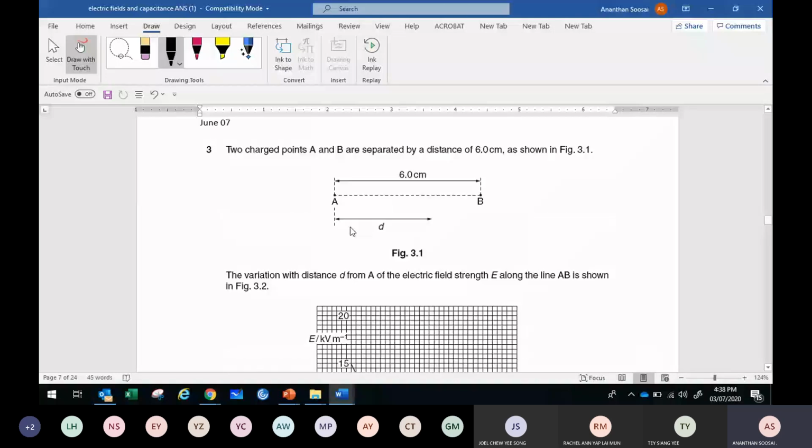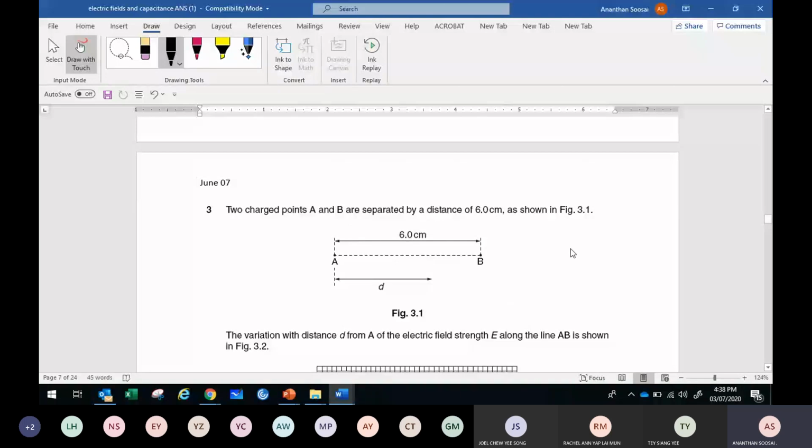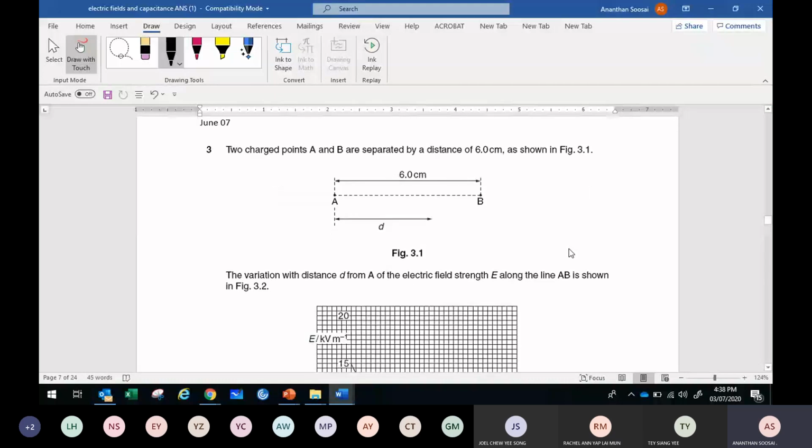Okay, question 3. Now this is tricky. 1 minute for you. Question 3. So two point charges A and B are separated by a distance of 6 centimeters. A and B, two charges. They never tell what type of charge it is.